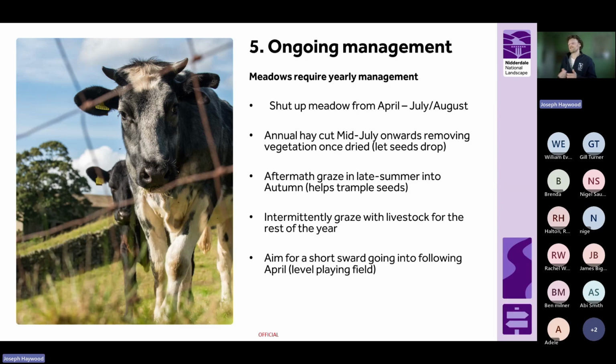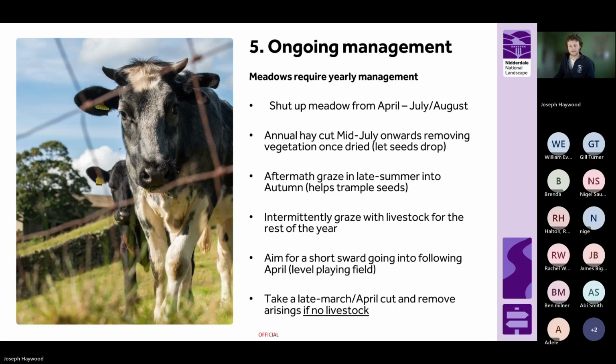So all your seeds you've sown the autumn before can be lost because you've not kept the grass short for the following spring when everything's starting to grow again. So it's really important to aim for a short sward going into the following April. And if you've not got livestock, you can take a late March cut and remove the arisings.